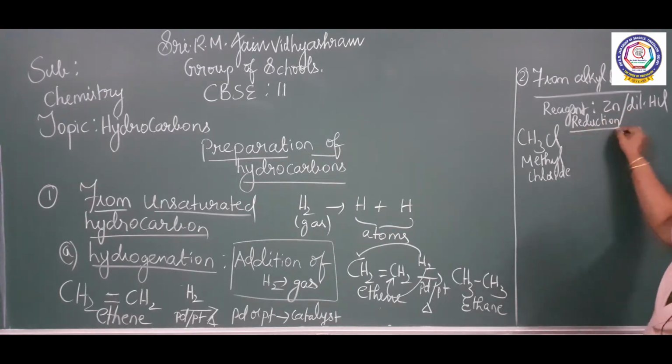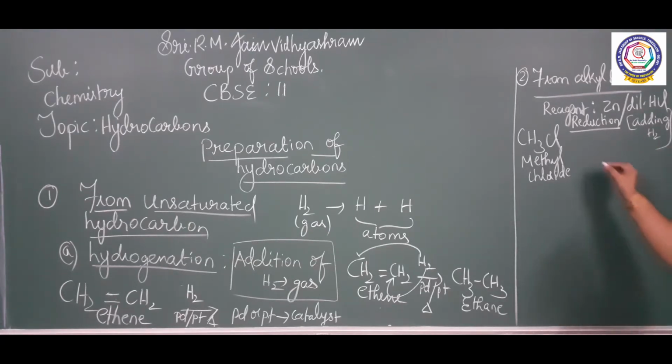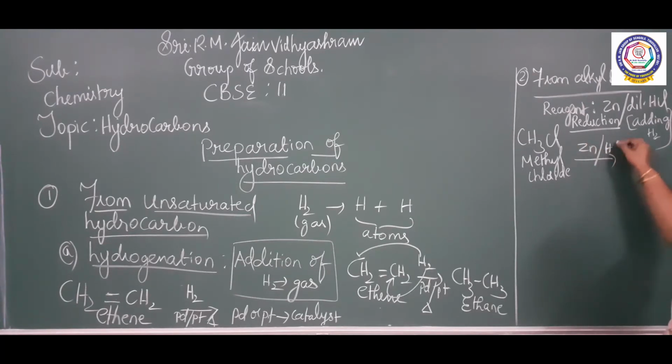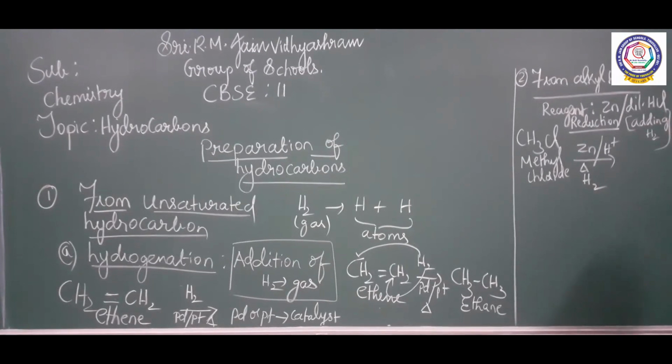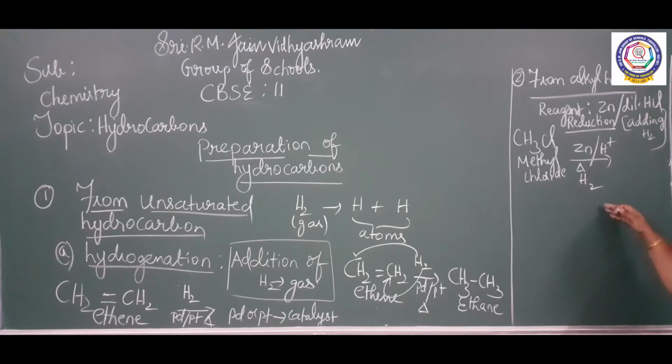What is the reaction here? Reduction. Adding hydrogen. What is reduction actually? Adding hydrogen. So here, what is the reagent we are using? Zinc and dilute HCl. In the presence of zinc and dilute HCl, I am adding hydrogen. So we are heating. Methyl chloride, when it is treated with zinc and dilute HCl, we are adding hydrogen.